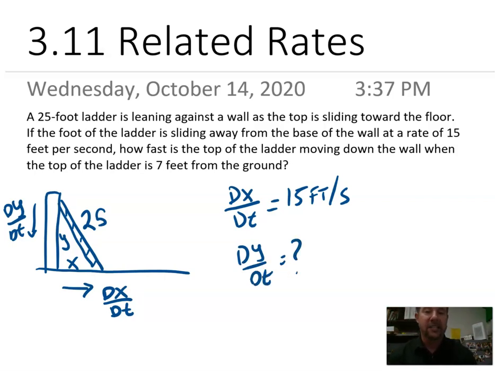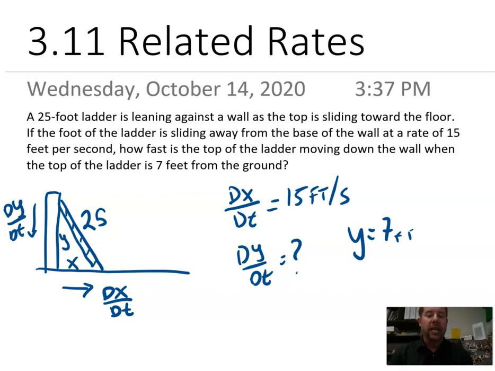I want to know how fast it's moving down the wall when the top of the ladder is at 7 feet. So when y is 7. Now again, that y is changing, so don't put 7 on your picture because that's a changing value. But I can put it over here on the side when I'm writing out all my information that y is going to be equal to 7 feet. Okay? That's my first step. Read the problem, draw a picture, write down what we know.